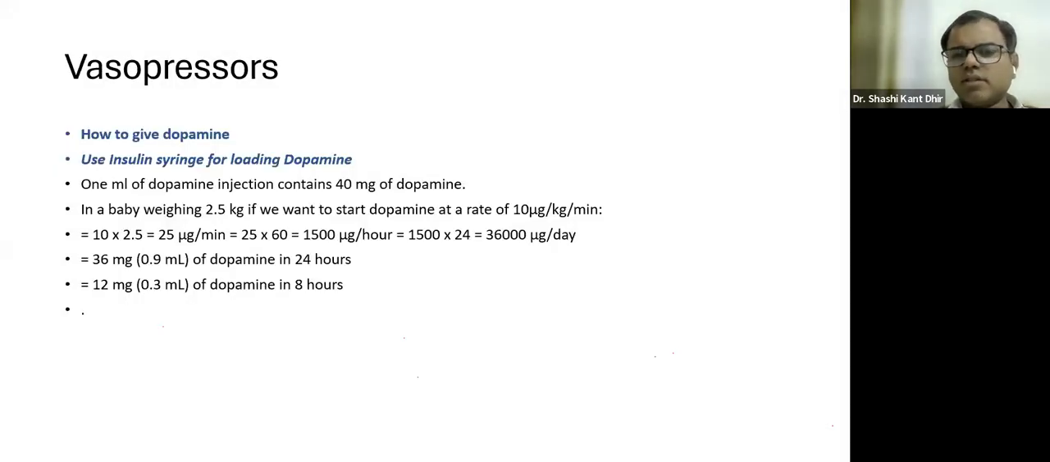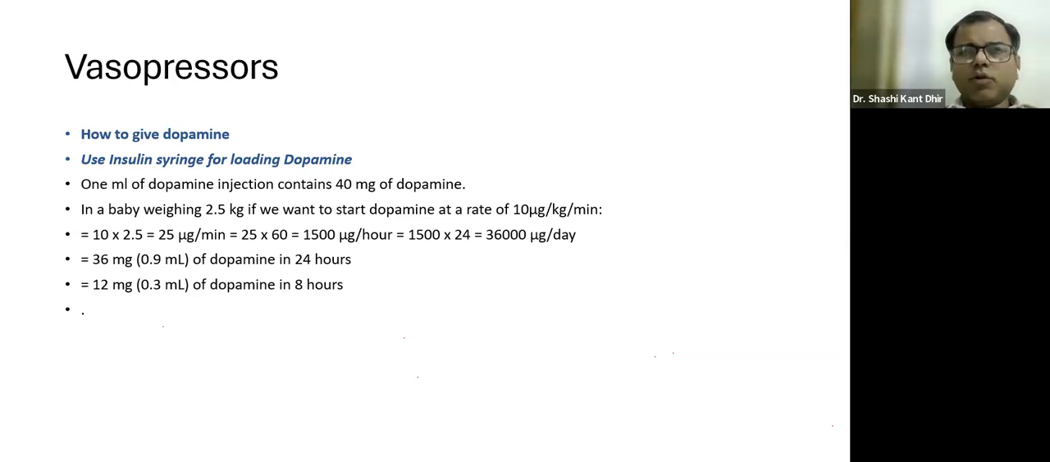So how to give dopamine? This is again important. We all should remember that 1 ml dopamine contains 40 milligrams. 1 ml dobutamine contains 50 milligrams. If the baby is 2.5 kg and we want to start at 10 microgram per kg per minute, we calculate the full day requirement. Once we calculate that full day requirement, whatever the requirement of dopamine is, the easiest method is that this much dopamine is added to normal saline to make the total 24 ml.